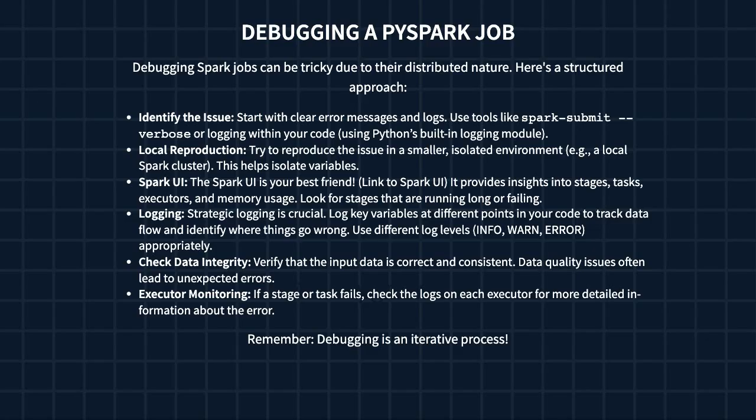Next up, the Spark UI is absolutely essential. It gives you a bird's eye view of how your job is progressing and where problems might be lurking. Pay close attention to those long-running stages or tasks. Strategic logging throughout your code using Python's built-in tools can really help you track what data is doing as it moves through the application. And don't forget to check your input data. Bad data can lead to all sorts of unexpected issues. Finally, keep an eye on the logs from each executor if a stage or task fails.